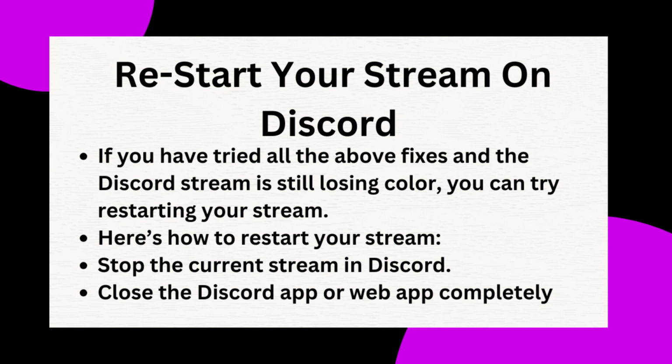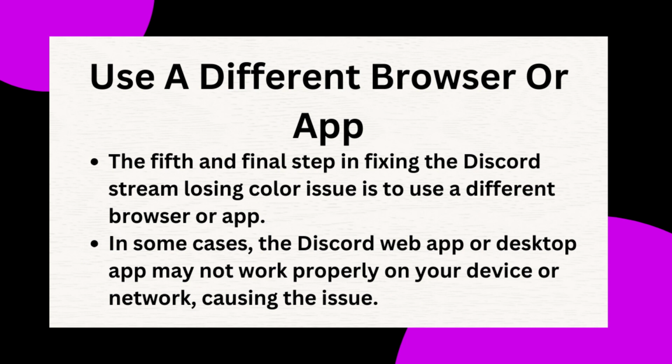The fifth and final step in fixing the Discord streaming losing color issue is to use a different browser or app. In some cases, the Discord web app or Discord app may not work properly on your device or network, causing the issue.